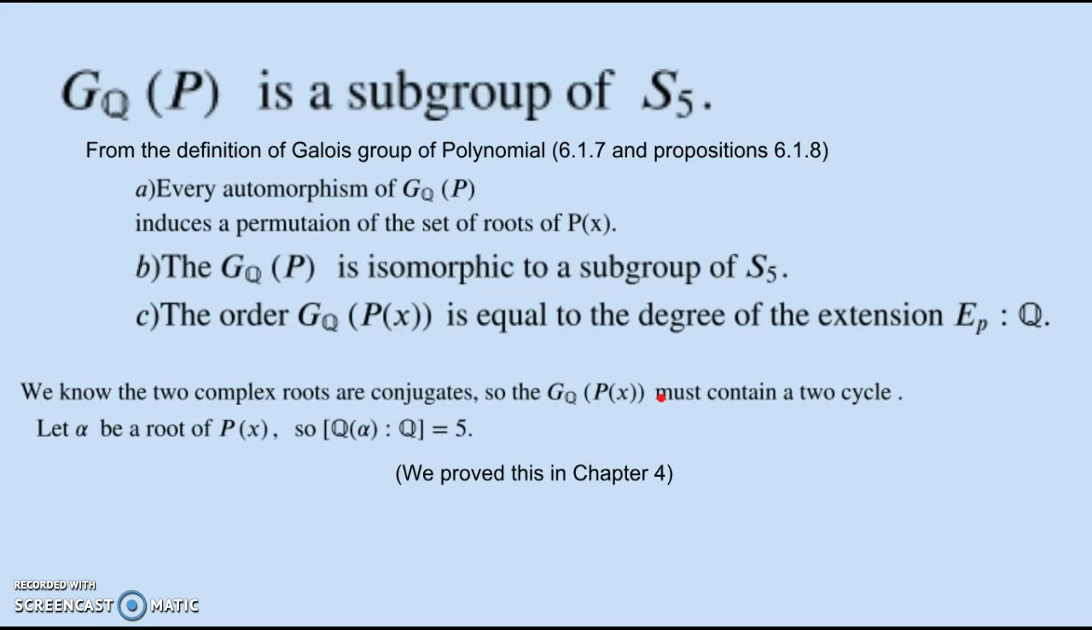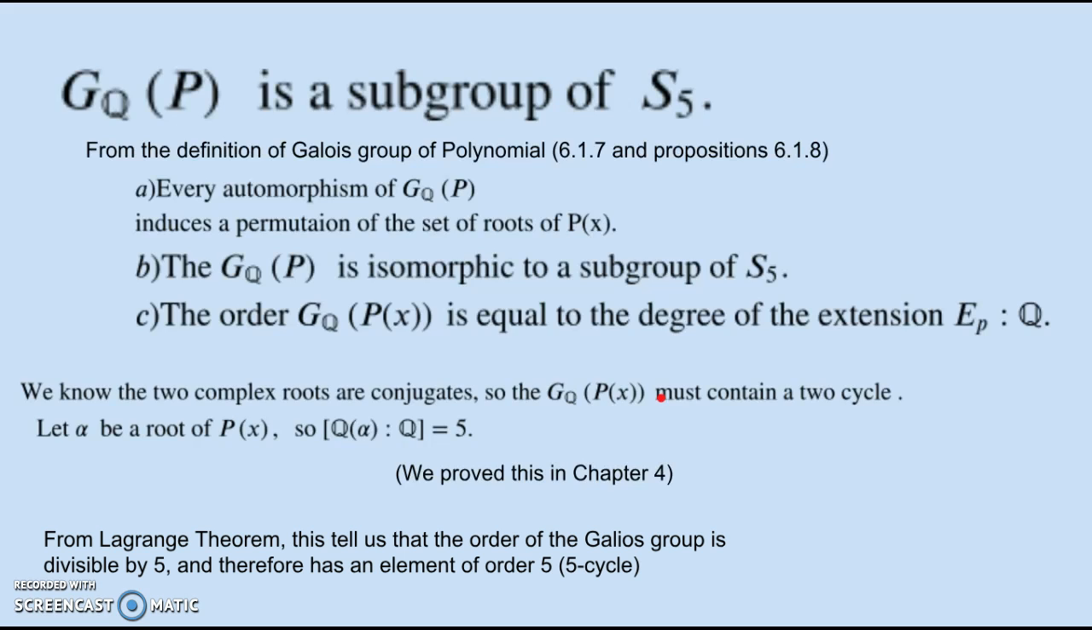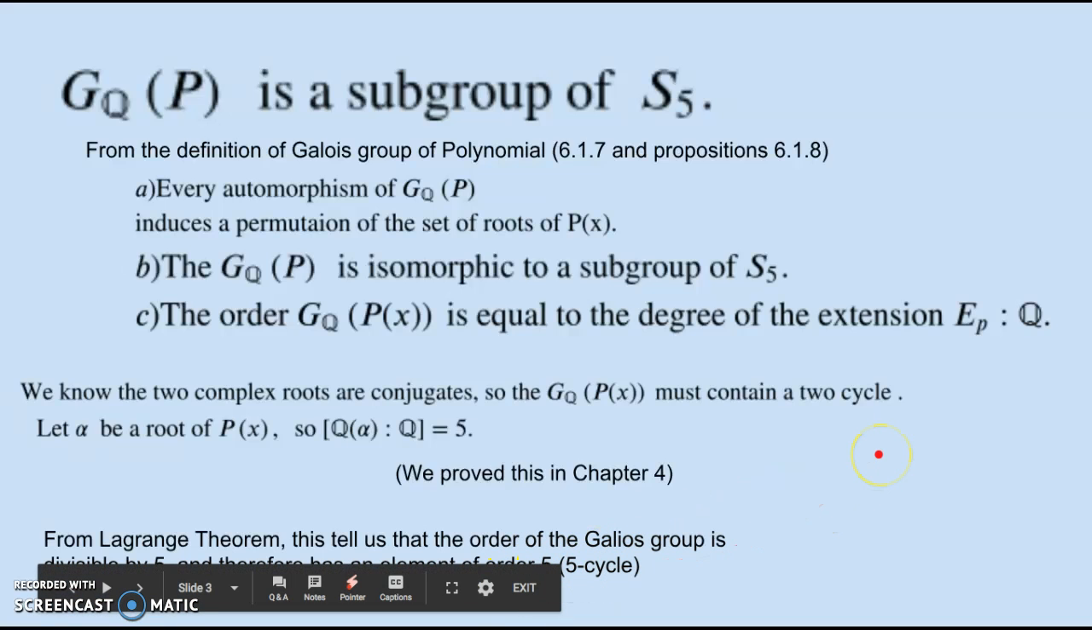We also know from some theorems we proved in chapter 4 that if alpha is a root, the order of the extension field Q of alpha over Q is equal to 5. So that'll tell us that we have a 5 cycle. Using the Lagrange theorem, the order of the Galois group is divisible by 5, and so it has an element of the order of a 5 cycle. So now we've got a 2 cycle and a 5 cycle.